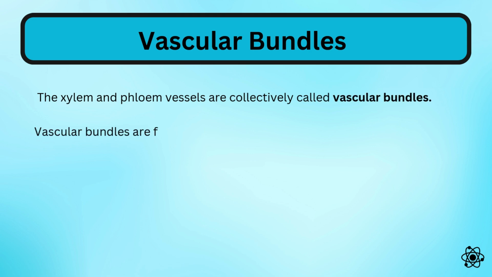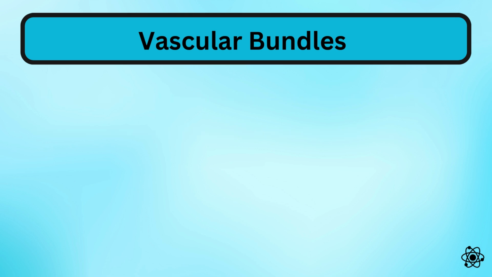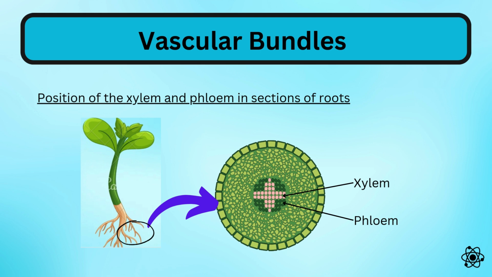The vascular bundles are found throughout the root, stem, and leaves. We are expected to be able to identify in diagrams and images the position of xylem and phloem, as seen in the sections of root, stem, and leaves of non-woody dicotyledonous plants. Let's first learn the position of the xylem and phloem in sections of roots.